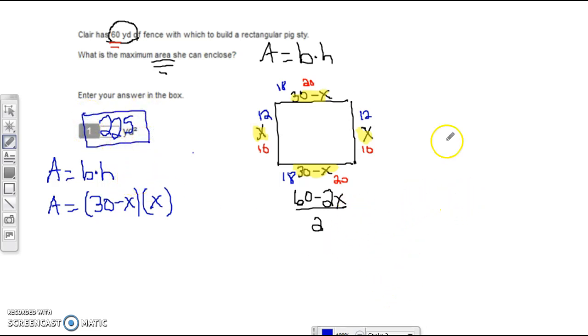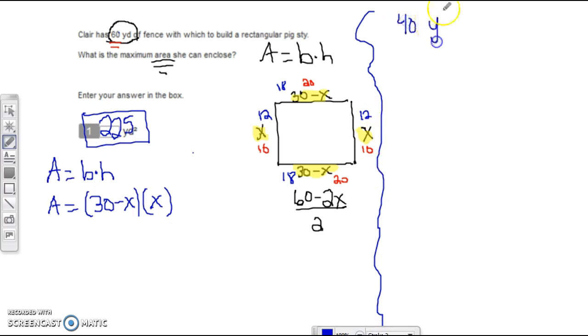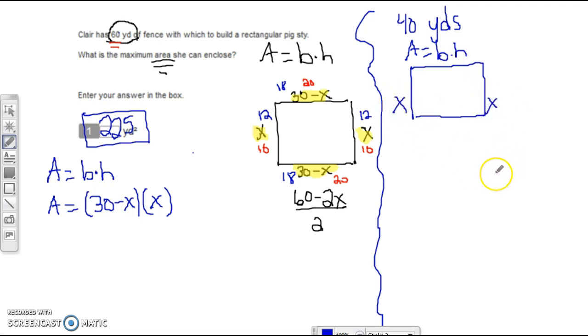Now, if I've completely mind-blown you there, let's try one more example. Instead of 60 yards, let's use 40 yards. We're going to do the same thing one more time, and we're going to say that she has 40 yards of fence. I'm still trying to figure out the area of the rectangle, so I know I'm going to use base times height. I'm going to let these sides be x, and then to figure out the other side, my total is 40. I want to subtract off the 2 x's that I've already used, and then divide that in half because I have to have it for the top and the bottom. So my expression here would be 20 minus x for the top and the bottom.